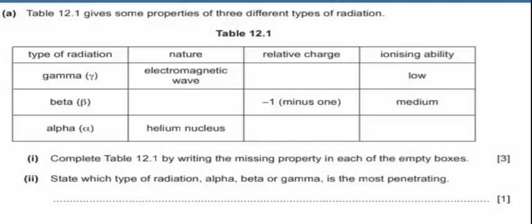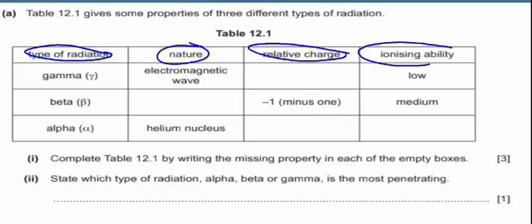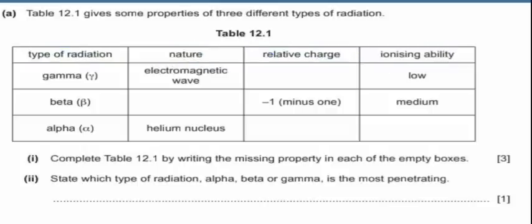The next question is coming from radioactivity, and it reads, Table 12.1 gives some properties of 3 different types of radiation. We have the type of radiation, nature, relative charge, and also ionizing ability. So let me start with the type of radiation. We have gamma here. The nature of gamma is just electromagnetic wave. Then in terms of the relative charge, it is just going to be 0. Then ionizing ability, it is just weak.